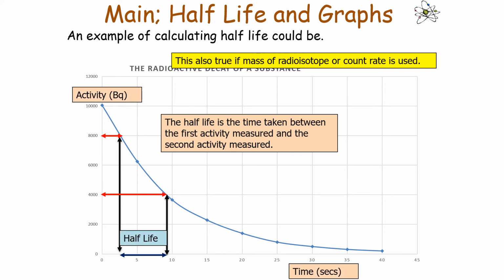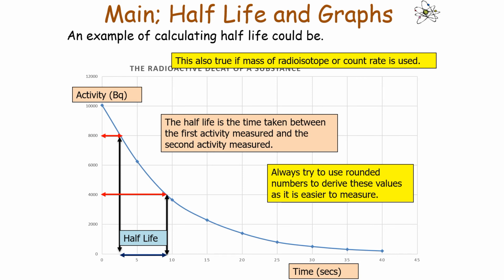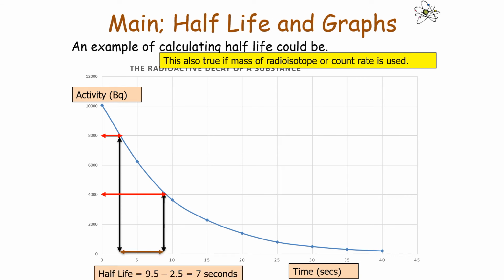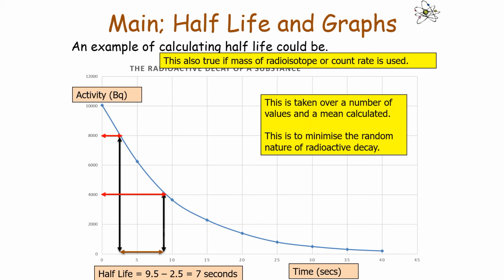So we'll always try and use rounded numbers to derive these values, as it's easier to measure. So we can think of those ideas when working out our half-life. Now you can also do this if it's the mass of radioactive isotope or the count rate used. So you can see on the screen the idea of how you calculate half-life. Now you should always take it over a number of values and calculate a mean, as is to minimize the random nature of radioactive decay.